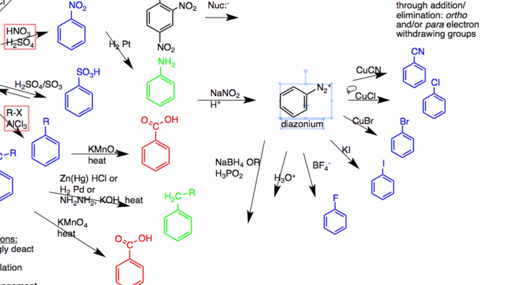We also can use the diazonium intermediate to create iodobenzene and fluorobenzene, compounds that are not directly accessible through electrophilic aromatic substitution. One very important functionalized benzene is phenol, that is benzene with an OH directly attached to the benzene ring. And phenols can be created from diazonium intermediate simply with acid and water. And finally, there will be times when we want to remove a substituent from the benzene ring, and we can do that through a diazonium intermediate with hypophosphorous acid or sodium borohydride.